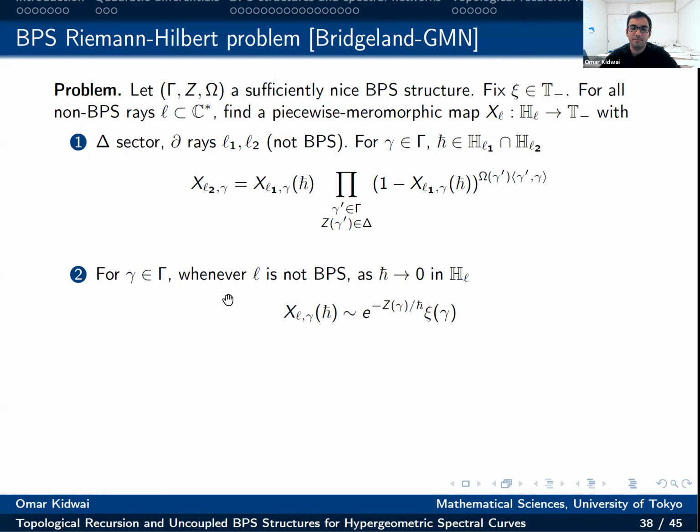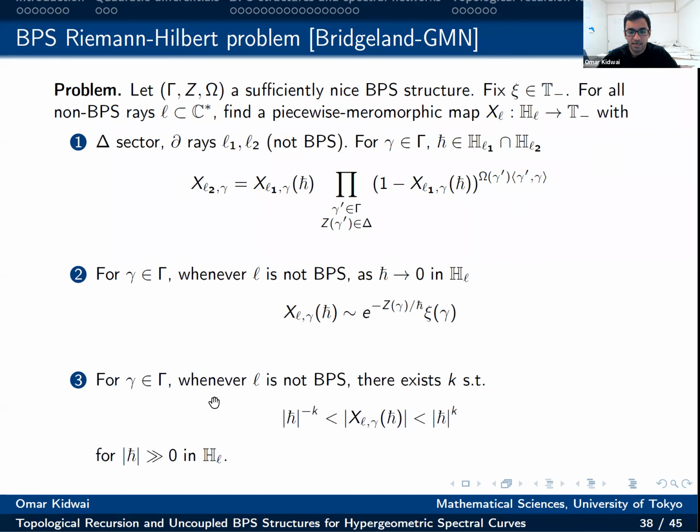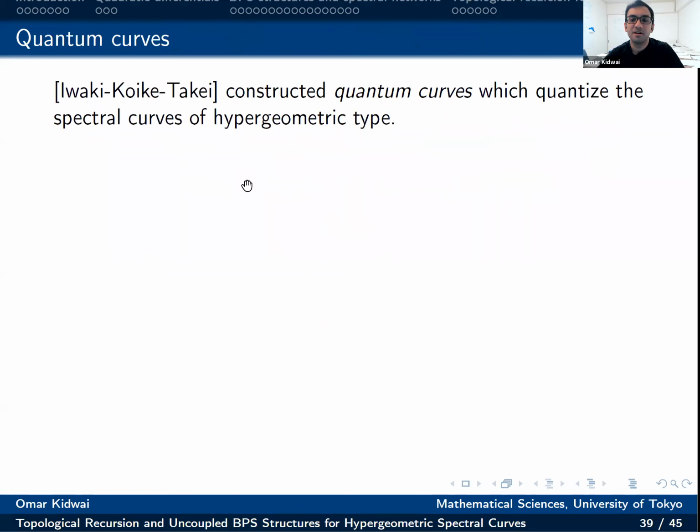Right, and then there's prescribed asymptotics, which says that as I go to 0 in the half plane, the asymptotics are controlled by the central charge together with the fixed initial data that I chose. And then there should be tame growth at infinity, whatever. Okay, so now, Iwaki, Koike, and Takei constructed so-called quantum curves, which quantize the spectral curves of hypergeometric type.